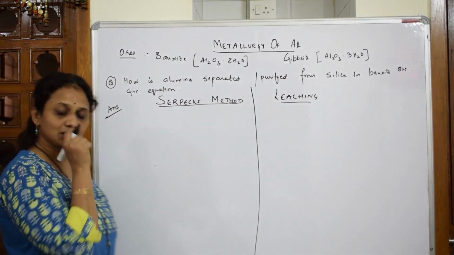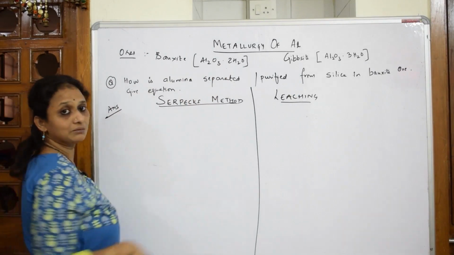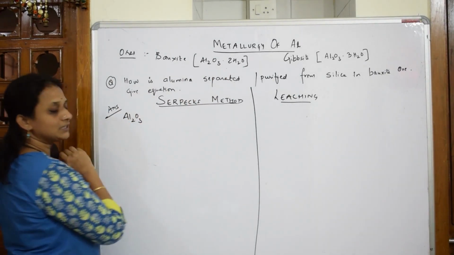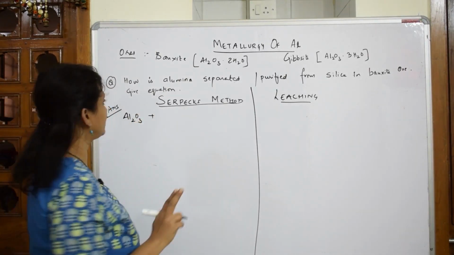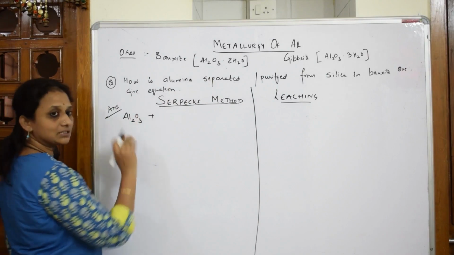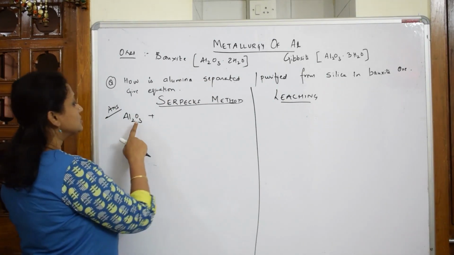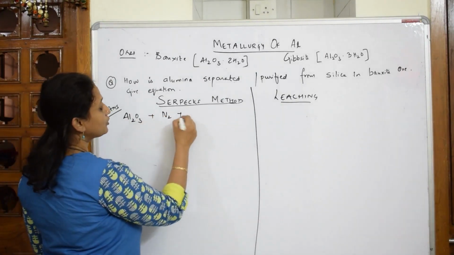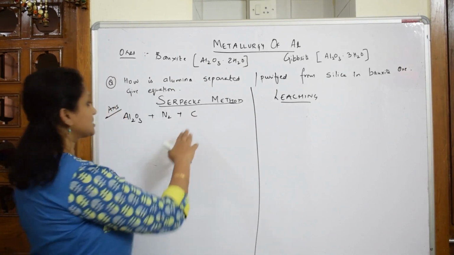So in the Serpeck method, first most important thing, what are we doing? We are going to pick up this metal oxide. So first I'm going to take this metal oxide, done. I'm going to combine it with two important reagents. What are the two important reagents? That 2H2O is inbuilt in the molecule, water of crystallization. So this aluminium trioxide, I'm going to combine with nitrogen. And then I'm going to combine it with the reducing agent, coke. Correct. So this acts as a reducing agent.